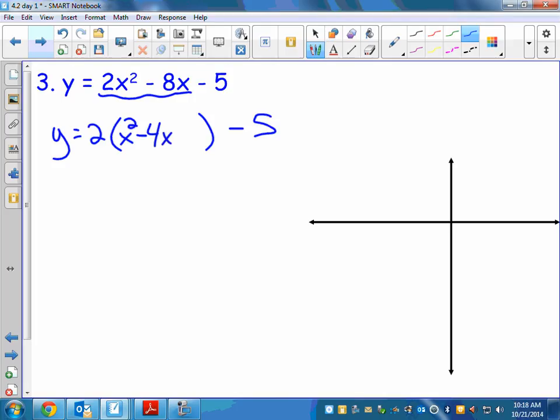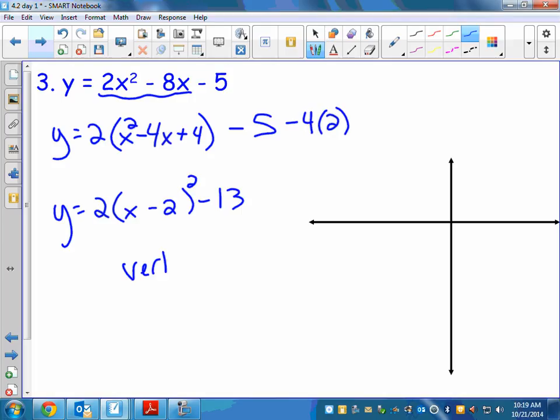Take the 2 out of these, and then take half of this and square it, which I think should be +4. So then you subtract 4 out here, but don't forget that you have to multiply by that 2 in front. So when you factor this, you get x minus 2 squared. And this would be -5 minus 8 is -13. So your vertex is 2, -13, axis of symmetry, x equals 2.